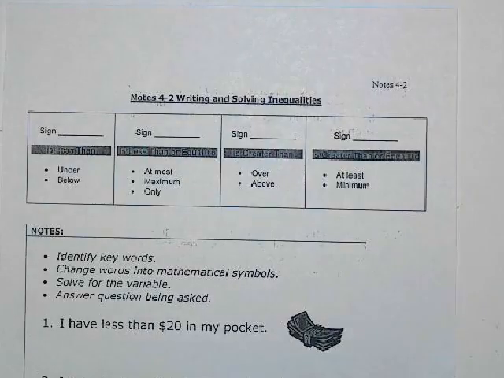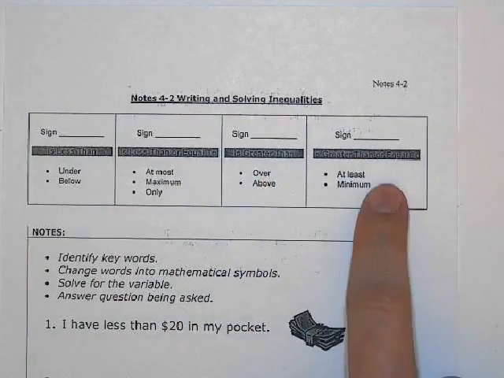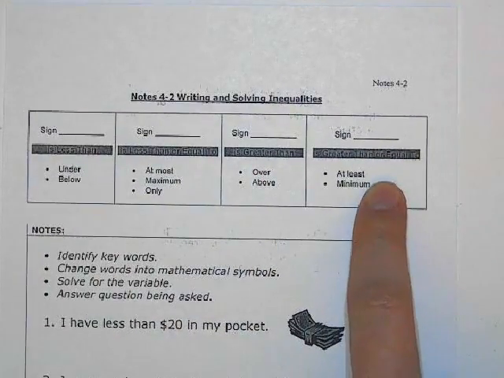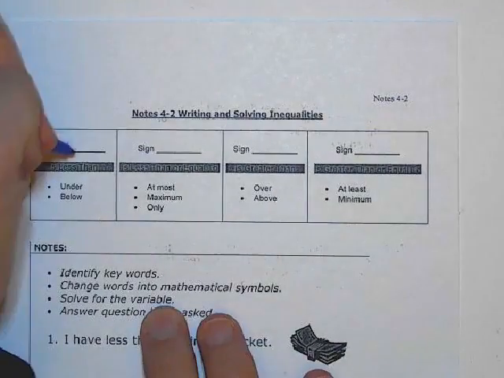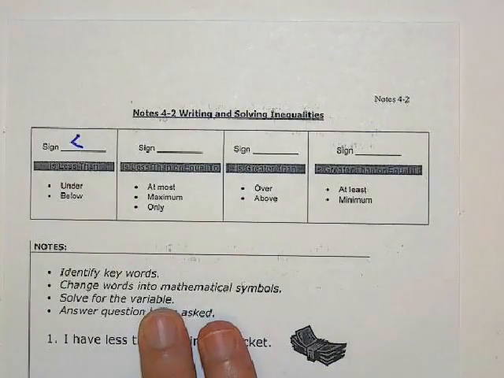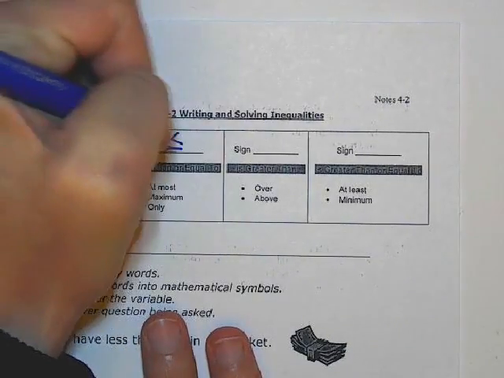So, there are some key words that you can be looking for in the word problems that will help you know which inequality to use. So, if it says under or below, we're going to say that is going to be less than. At most, maximum, or only? Less than or equal to.